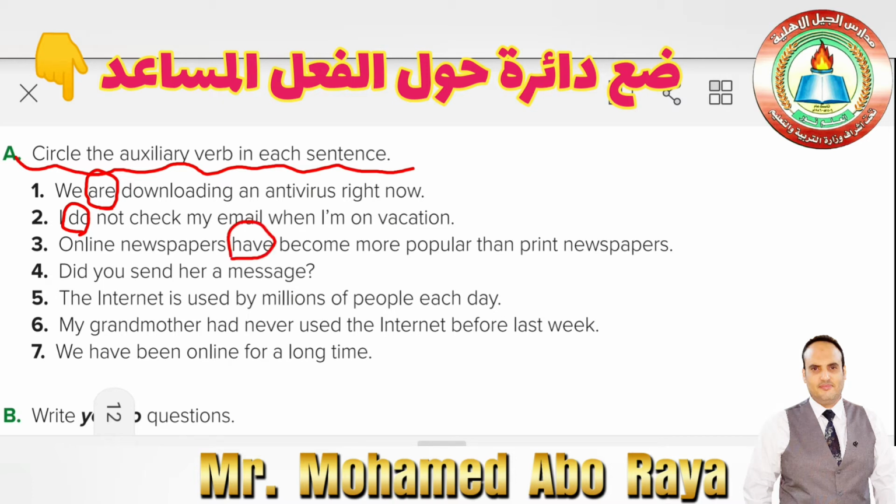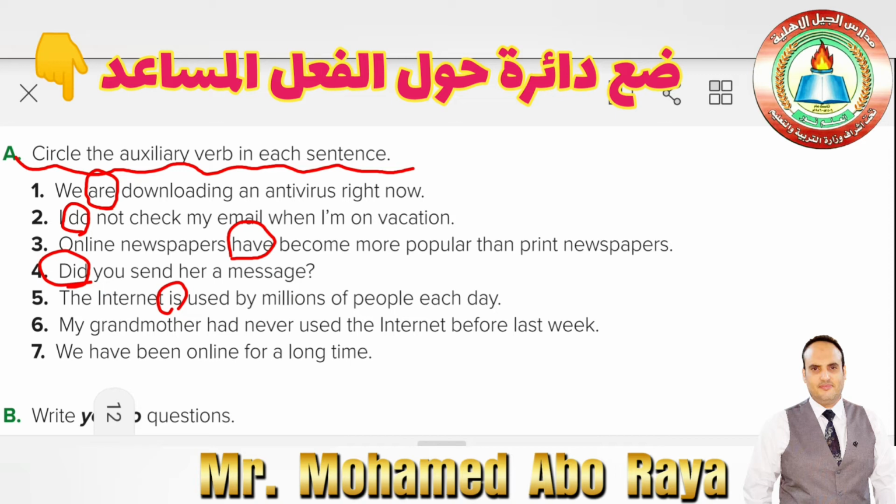Number four, did you send her a message? The auxiliary verb here, yes, is did. Number five, the internet is used by millions of people each year. The auxiliary verb here is is.